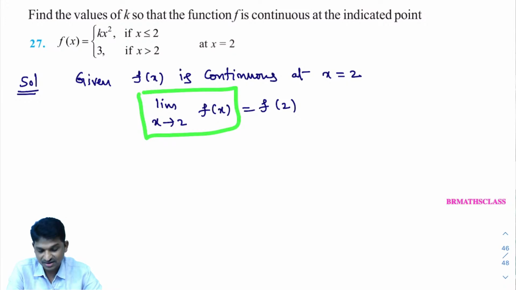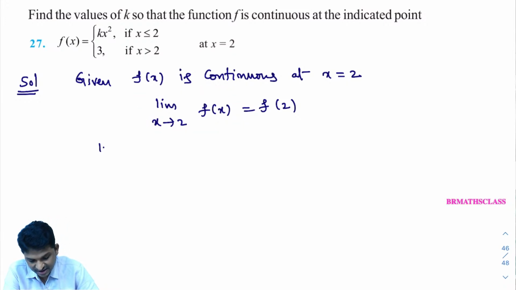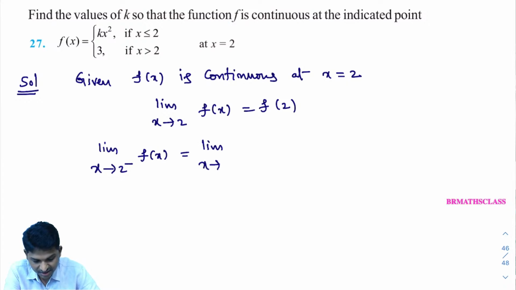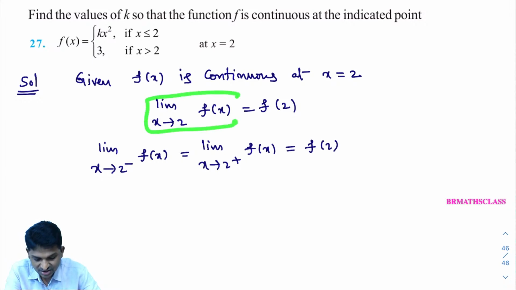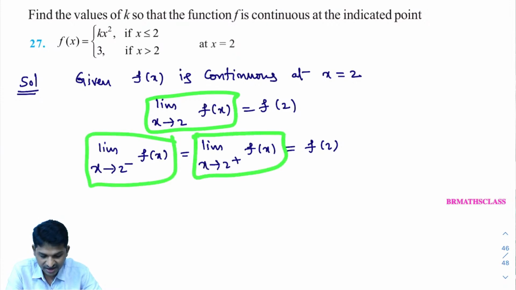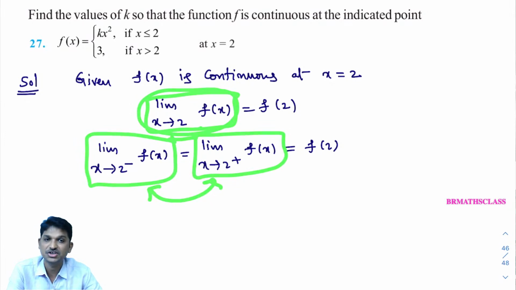So what I can write here: limit x approaches 2 from left, f of x, must be equal to the left hand limit, must be equal to the right hand limit, limit x approaches 2 from right, f of x, equal to f of 2. I hope you understand. This holds good. It means that the left hand limit will be equal to the right hand limit. Then only we say that the limit exists and these two values are equal to this value. Whatever value we get here, that value is the limit of the given function.